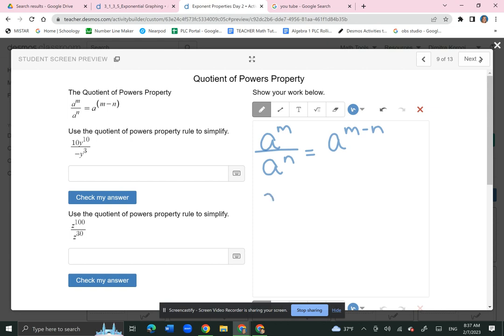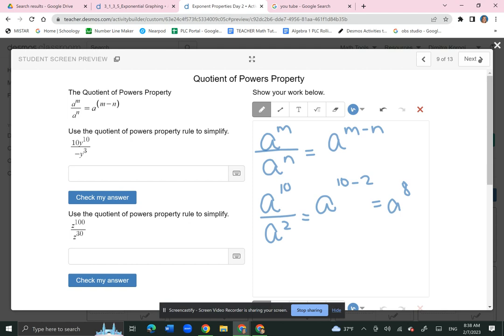Okay, so let's say I have a raised to the power of 10 divided by a raised to the power of 2. I'm going to subtract the exponents. So I get a raised to the power of 10 minus 2, which gives me a raised to the power of 8. Maybe I should have used smaller numbers.